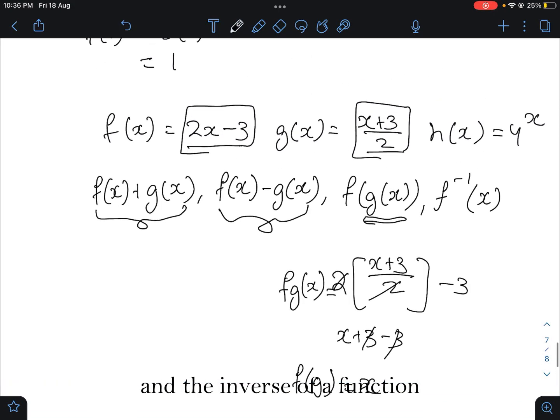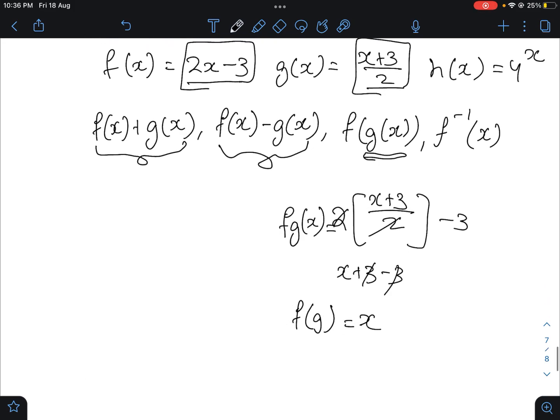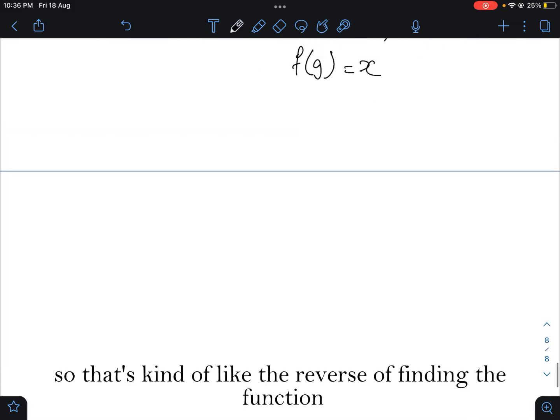And the inverse of a function is like saying you have the output, you know the process, and then it's like saying what is the input. So it's kind of like the reverse of finding the function.